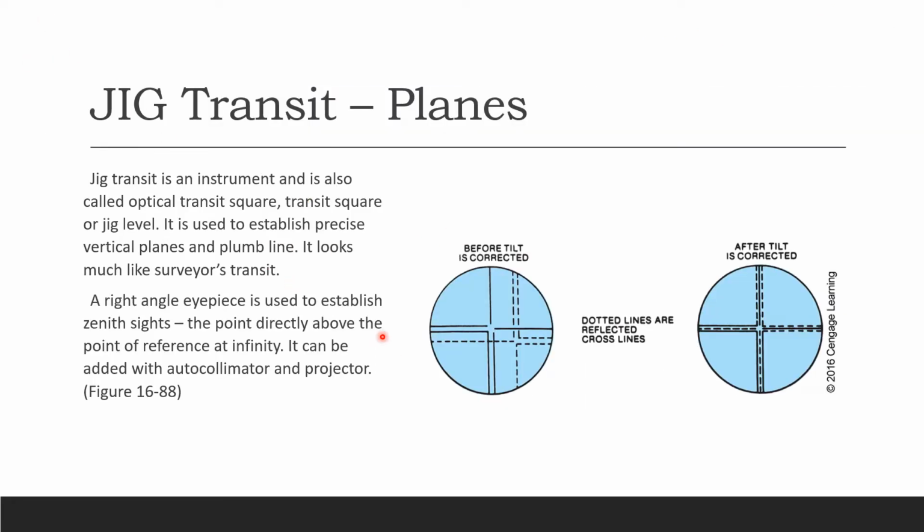Okay, so let's get into JIG Transit. That's just the planes. JIG Transit is an instrument, also called Optical Transit Square. Transit Square, we also call JIG level, but most of the time they call it JIG Transit. It's used to establish precise vertical planes and plumb lines. This is just a term that comes with it.